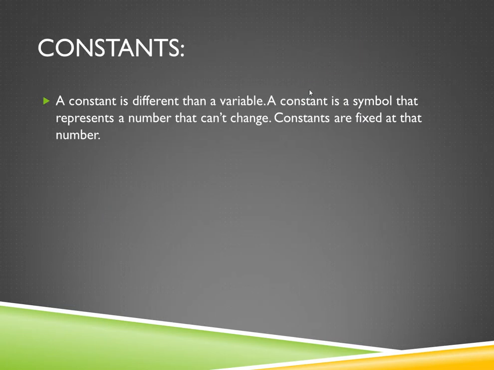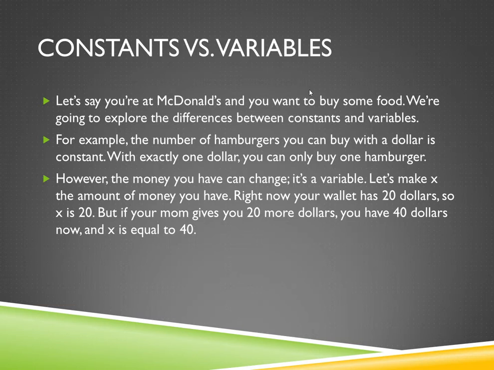Now, a constant is different than a variable. A constant is also a symbol, but it's something that can't change. It's fixed to that number. As I said, variables can change, but constants stay the same. Let's compare the two.